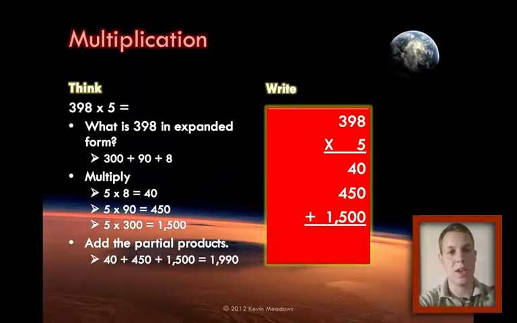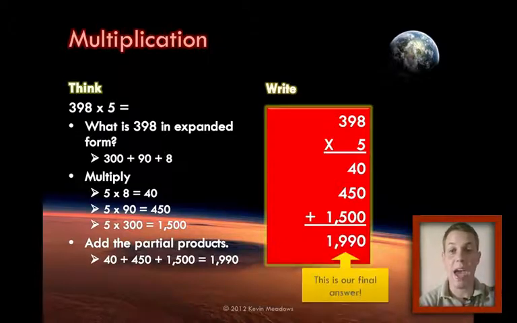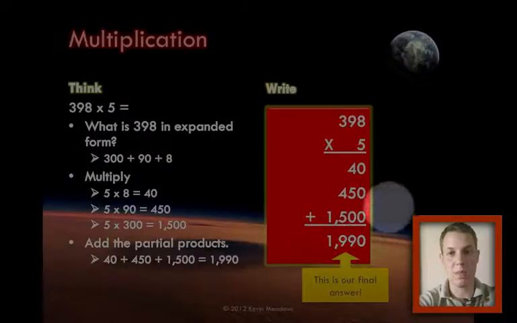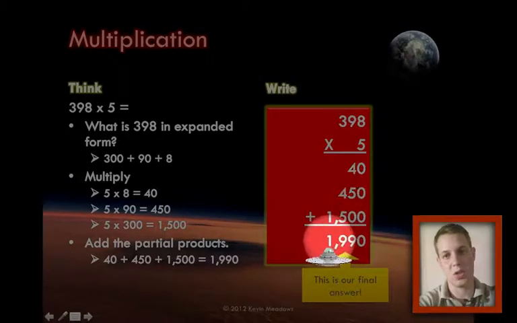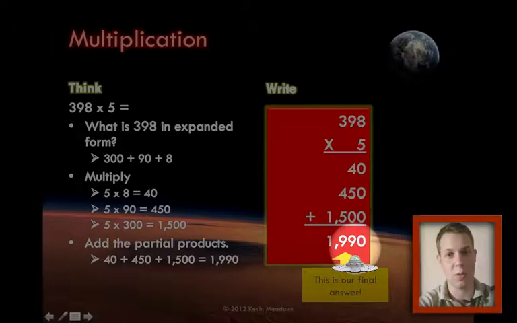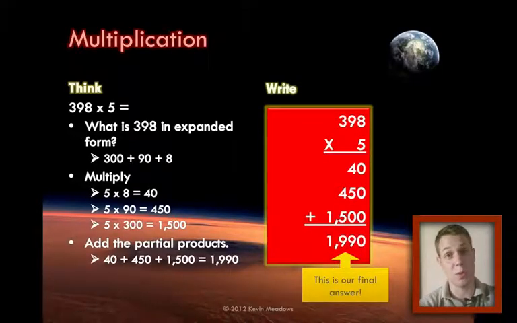Okay? So we think 40 plus 450 plus 1,500 equals 1,990. So we write 1,990. And that is our final answer. Okay? So sometimes people get confused and think these are the answers. No, these are only part of the answers. Down here, this is the final product. This is our final answer. Okay? Let's try one more just for a little more practice.